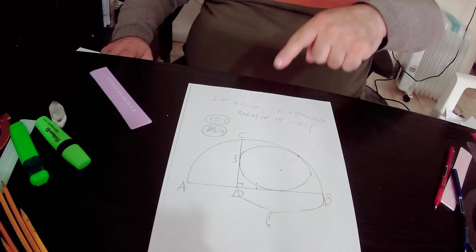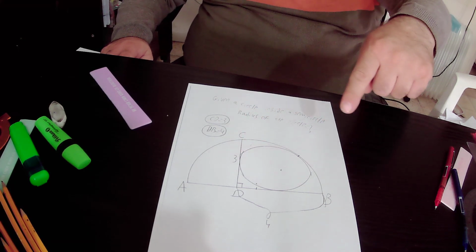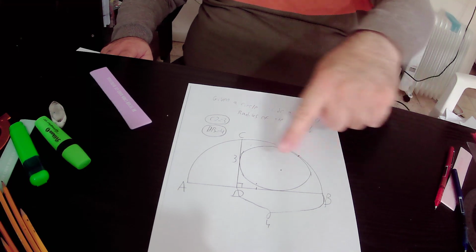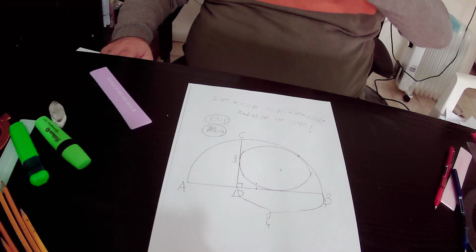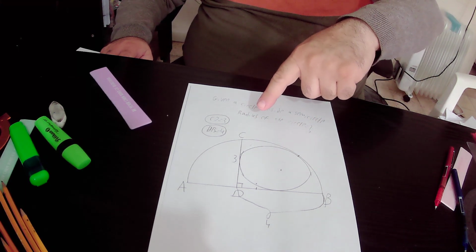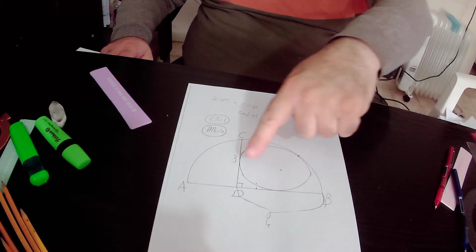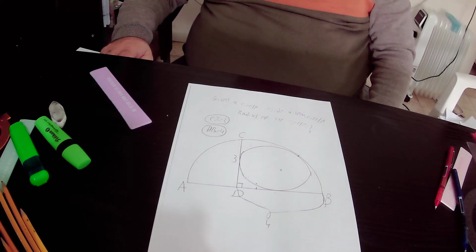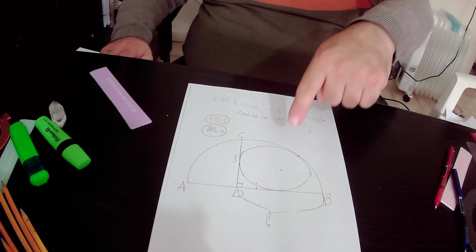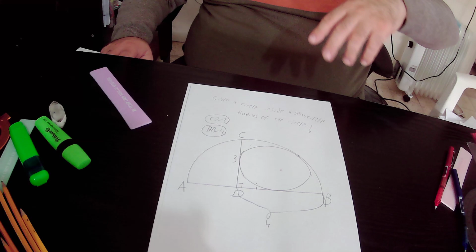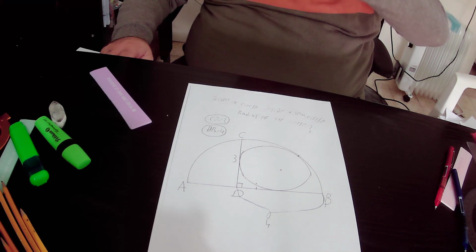You know that side CD equals 4 units, side DB equals 4 units, and angle CDB equals 90 degrees. It is a right angle, and we want to find the radius of this small circle that is inscribed by the semicircle.